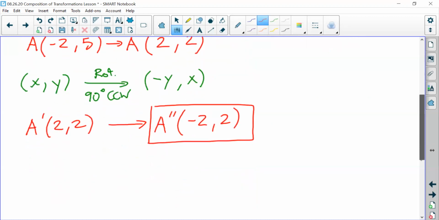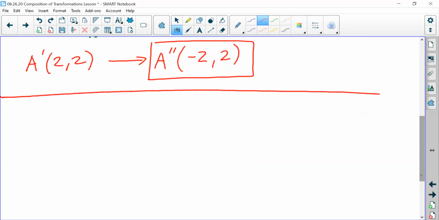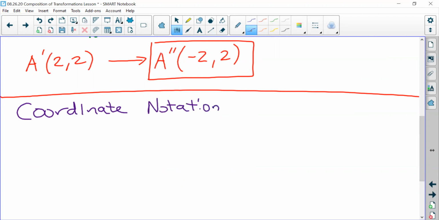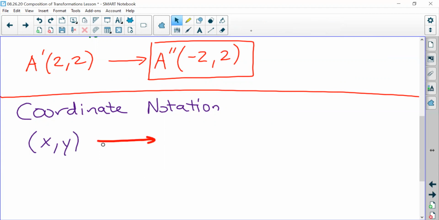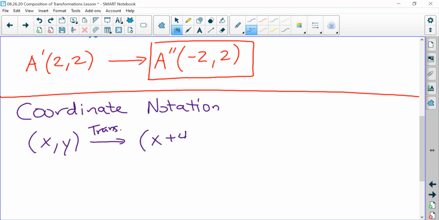Now, the extra piece you may see pop up would be the coordinate notation. Let's piece this together real quick. We started off with (x, y), but then we had our translation. Our translation said we're going to have (x plus 4, y minus 3). The next thing that happened in our progression was the rotation 90 degrees counterclockwise.